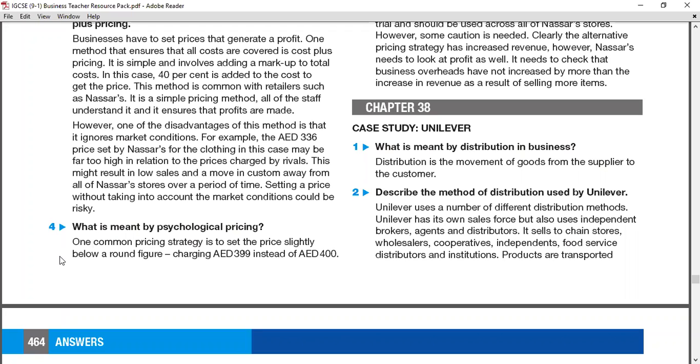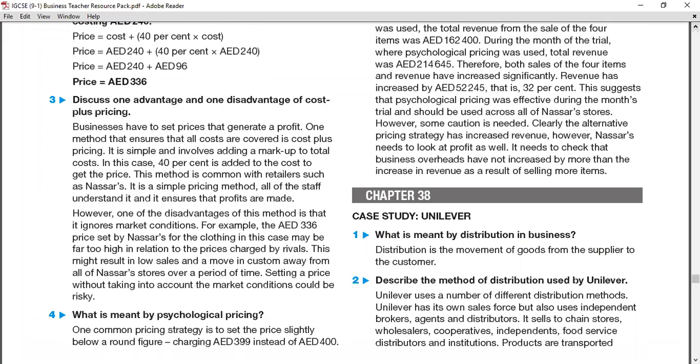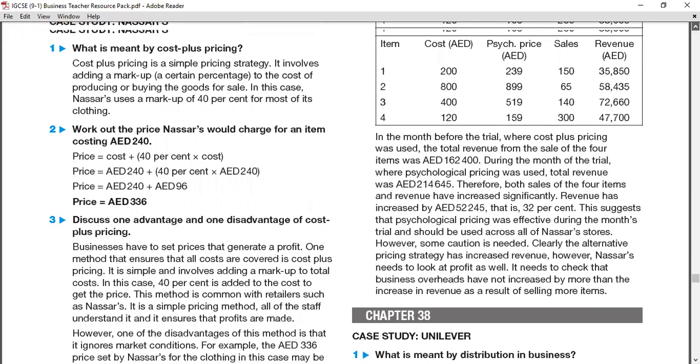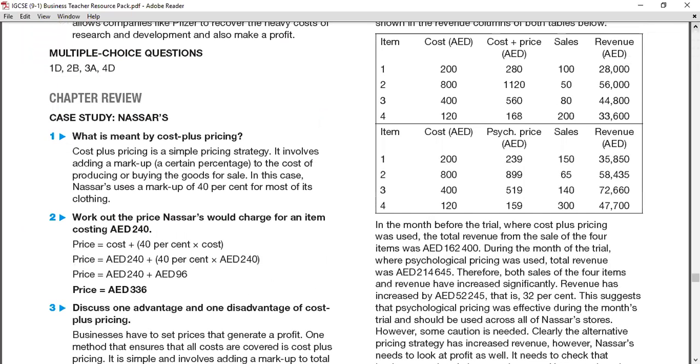Question number 4. What is meant by psychological pricing? Look at the definition. One common pricing strategy is setting the prices slightly below the round figure. Keep in mind to remember this definition: setting the price slightly below the round figure, charging 399 instead of 400. It's like that. And they have given the table, before and after. Before, they earned from the first tier 28,000. Now they are earning 35,000. Before they earned 56,000, now they are earning 58,000. 44 becomes 72, 33 becomes 47. So it's a very successful situation.